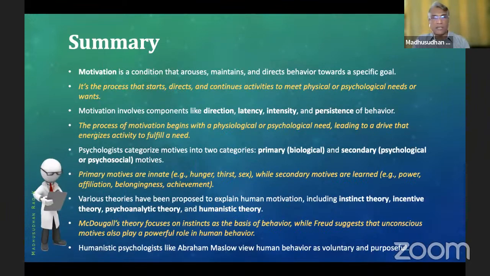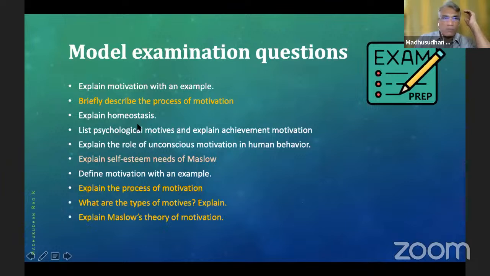So we come to the end. Summary, just one second. Go through this summary. A brief description of the process of motivation is very important. I have represented it with examples. This is very important. Then explain the self-esteem needs of Maslow. This is also very important. The process of motivation, types of motivation, and Maslow's theory I have already given you. So this is very important.